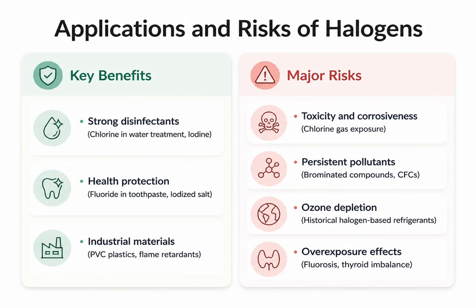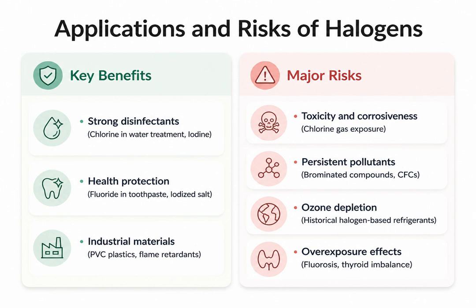To wrap up this segment, let's look at the real-world applications and risks of Group 17 elements. They are essential for public health, like chlorine in water treatment and iodine in our diet, as well as in industrial materials like PVC. However, their high reactivity means they can be toxic, corrosive, and environmentally persistent if mismanaged. Understanding these dual roles of halogens provides a crucial foundation as we move forward to examine more complex chemical systems in our next session.